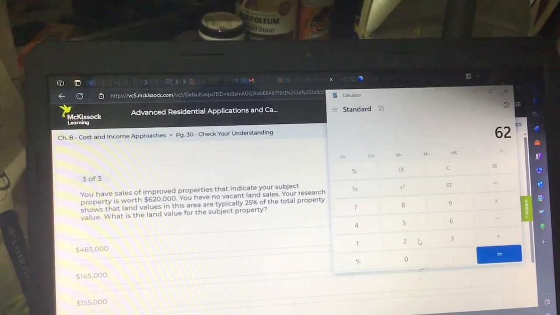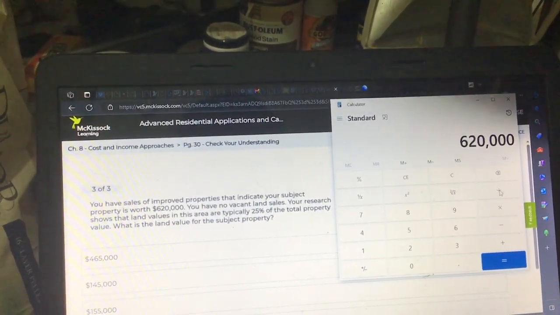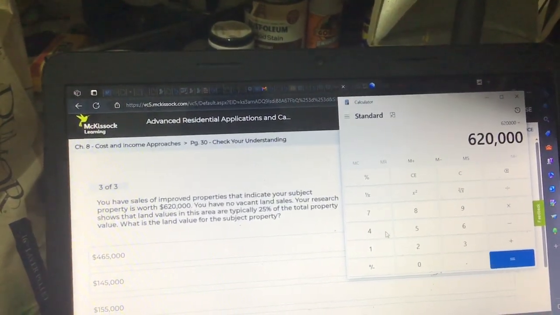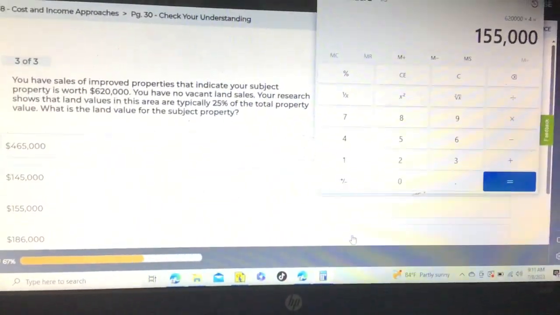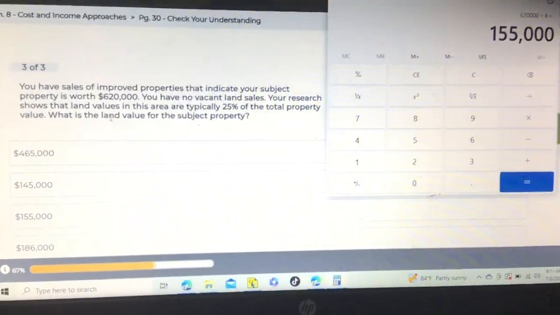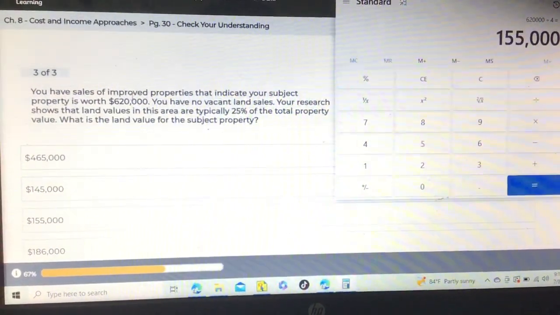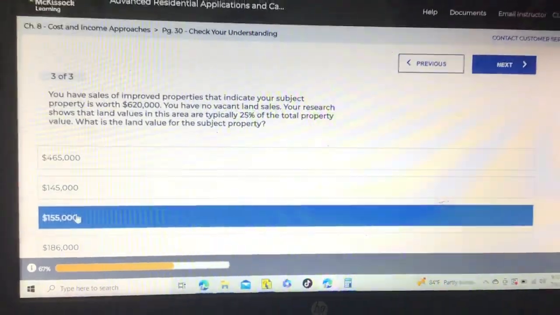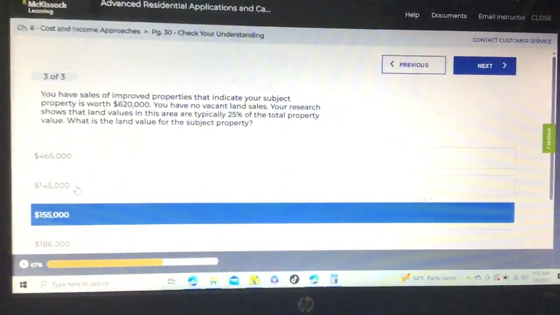Look at this. I'm just going to do it like this. $620,000 divided by 4 equals $155,000. Okay, so this is a different way to solve it. Now I have the answer, but it's not the formula I wanted to use. What I did is take the $620,000 and divide it by 4, which gives me 25% of the $620,000, which is $155,000. So I know the answer, right? But I'm going to get it wrong just so I can figure out the correct formula to solve this.